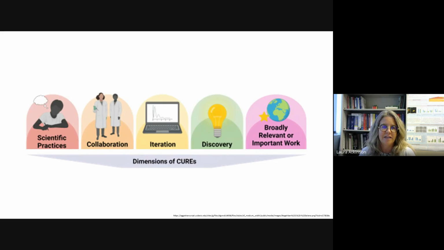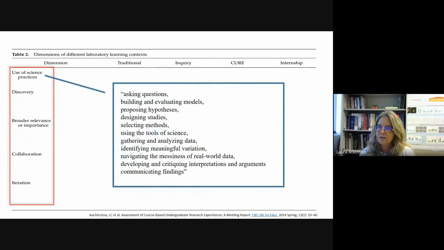If you look at the images here, it involves the use of scientific practices, collaboration amongst students, iteration, discovery, and broadly relevant or important work. So I'm going to go through each of these categories and give everyone a sense of what that looks like in terms of traditional lab learning, inquiry-based learning, and then CUREs.